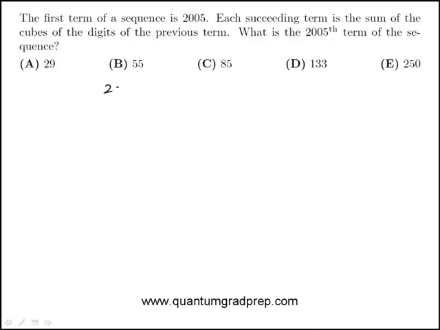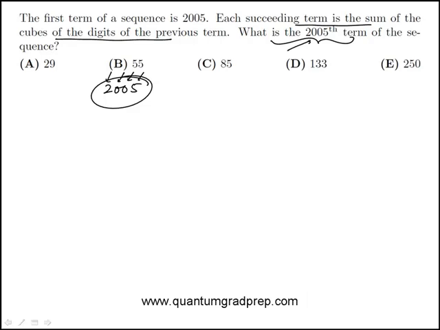So here we're told that the first term of a sequence is 2005, and then we're given the specific rule to apply to find the successive terms, which is to cube all the digits of this first term to find the second term, and then repeating that process. If you look at the question, it's asking what is the 2005th term.